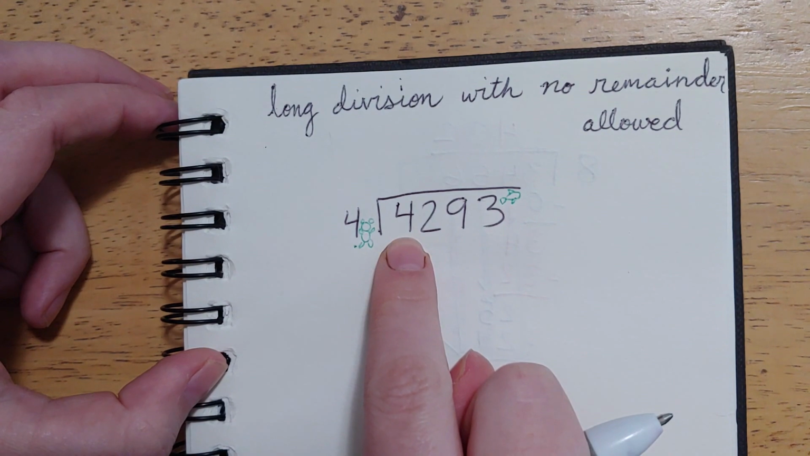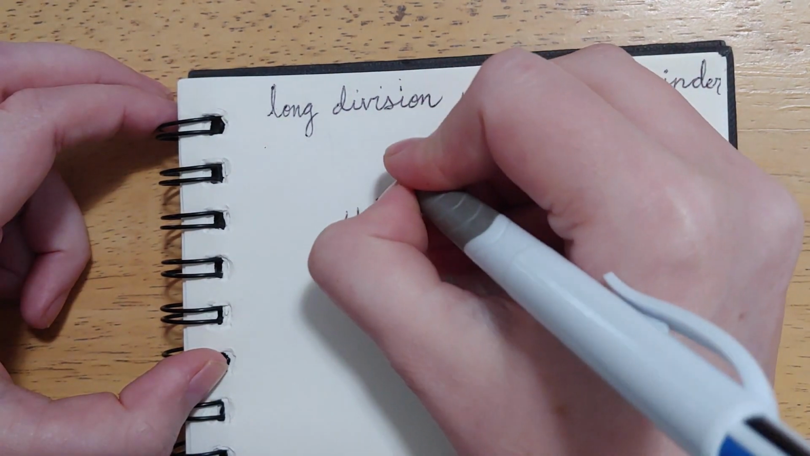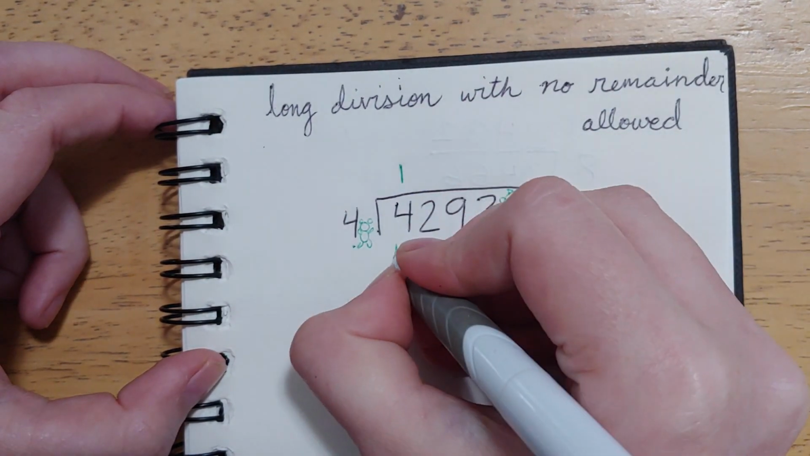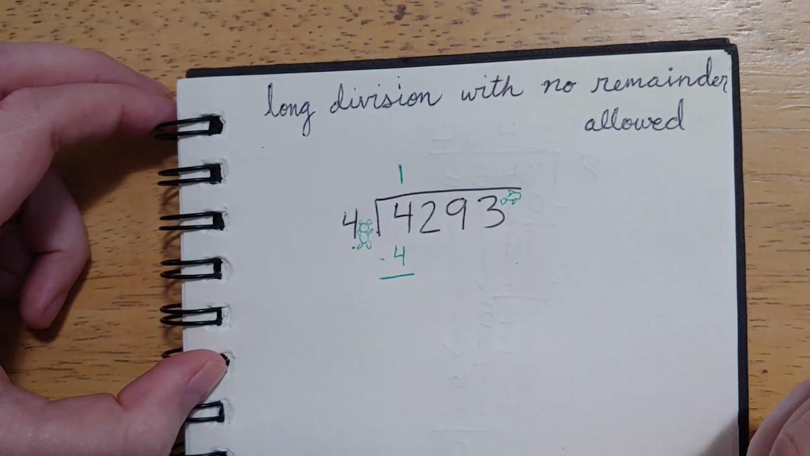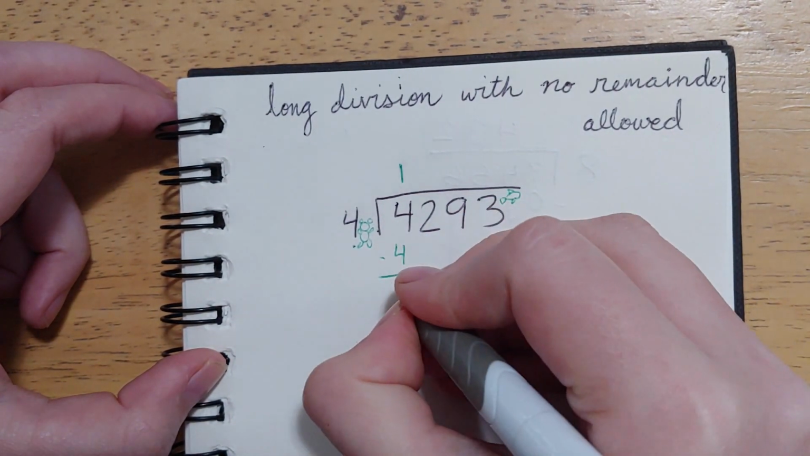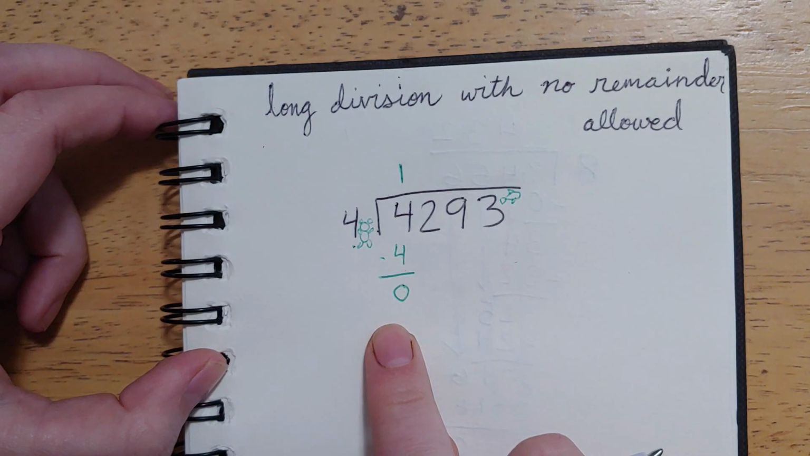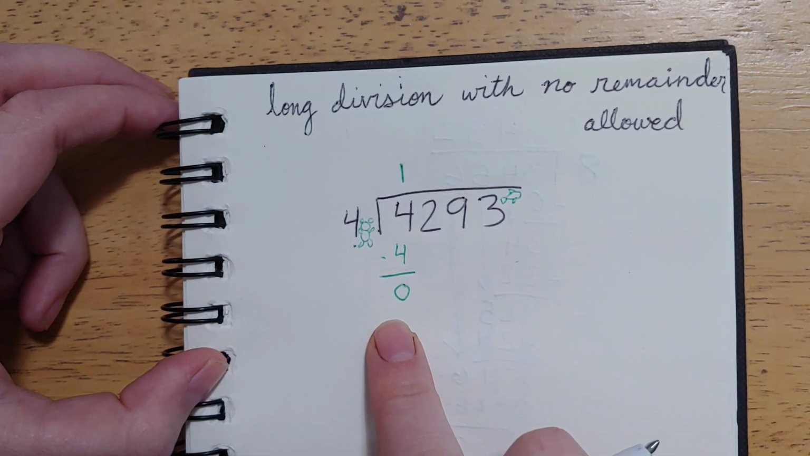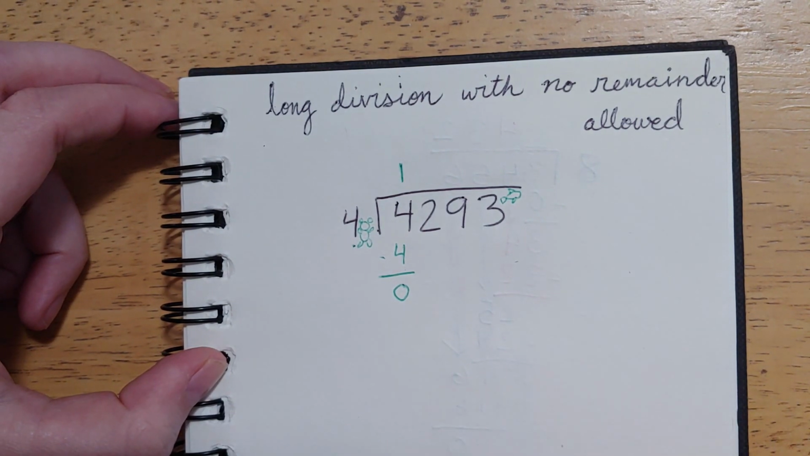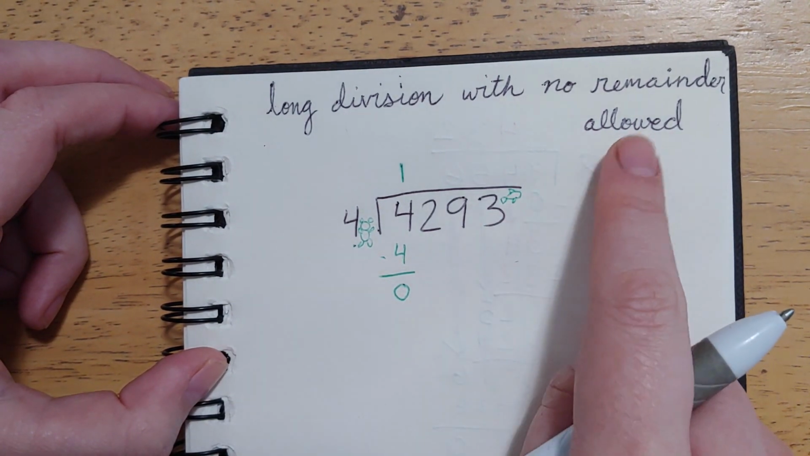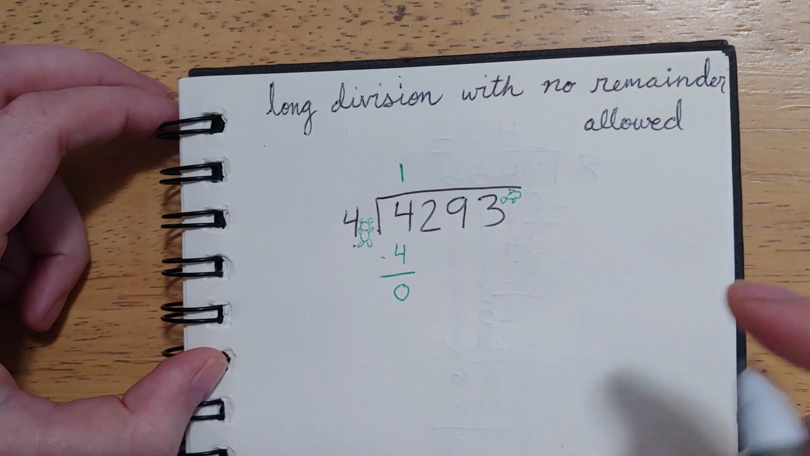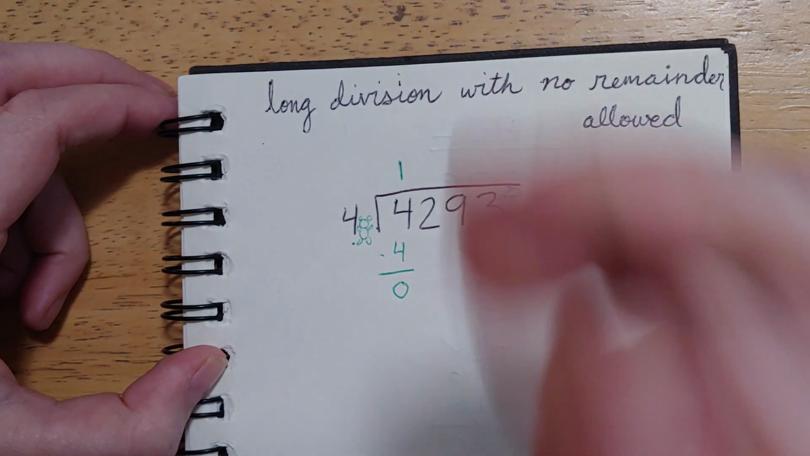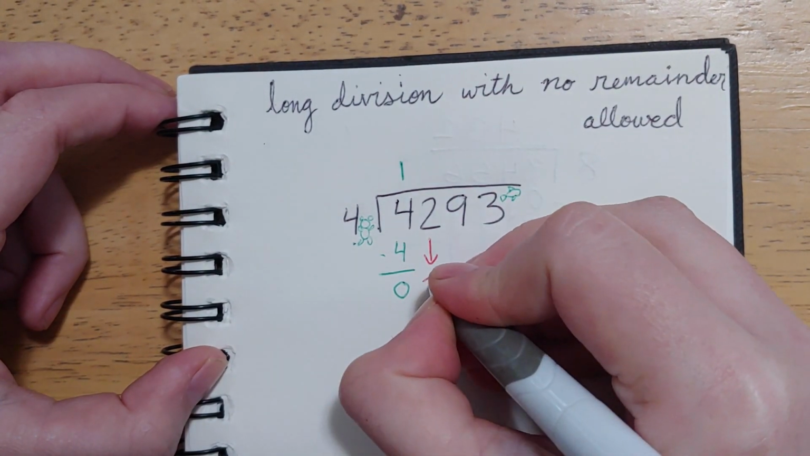4 goes into 4 one time. 4 times 1 is 4. We used up exactly what we needed. 4 minus 4 is 0. If you're feeling confused by what I'm doing right now, go watch the video of long division reminder and do that first. Get back comfortable with this before you start with the no remainders allowed business. Let's keep going. Bring down our 2, our hundreds place.